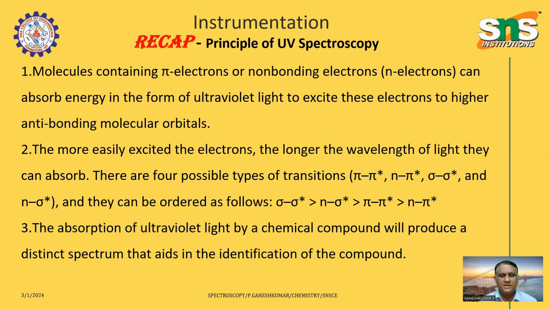There are 4 possible types of transitions we discussed earlier: π to π star transition, n to π star transition, sigma to sigma star transition, and n to sigma star transition. Here the sigma to sigma star transition has a very high energy, and n to π star transition has very low energy. The absorption of ultraviolet light by the chemical compound will produce a distinct spectrum that aids in the identification of several compound structures.